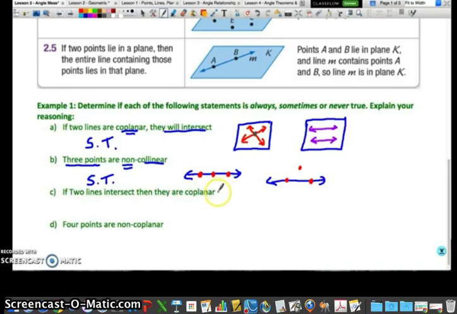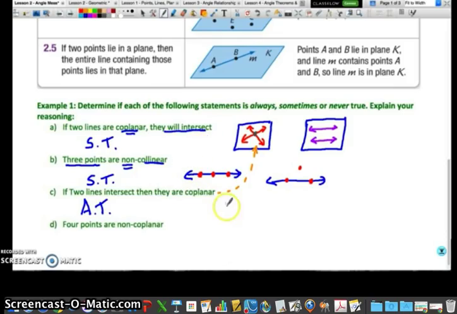Okay, if 2 lines intersect, then they are coplanar. And so what I'm going to do is use the diagram from above, this one over here. What we can see is, or hopefully what you can see is, that this is going to be an always true statement. If the two lines intersect, what it guarantees is that there are only two directions or two dimensions, and of course anytime we only have two directions or dimensions, then we have a plane, and so those two lines will be contained within one plane.